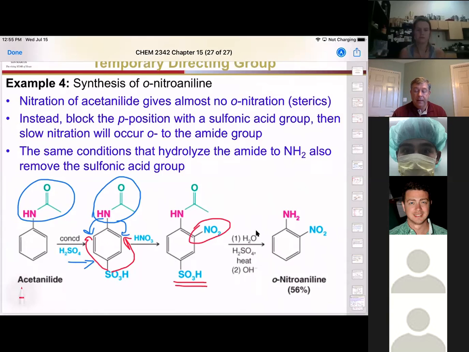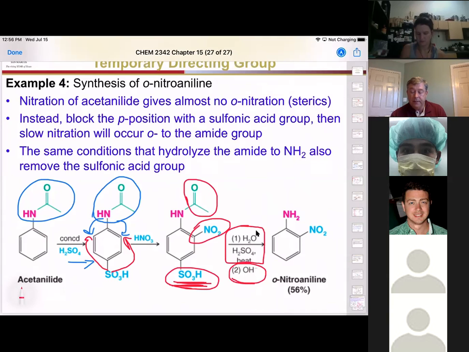Okay? And then if we were to go ahead and undergo removal of that sulfonic acid, it turns out that same condition, that acidic water, is the same condition we use to remove the sulfonic acid group as well as clip off this acid anilide group, yielding our amine. Notice we have a second step here. Because we have an acid there, the acid would have protonated the amine here, and so the base here at the end is to deprotonate the amine to give us our free group.